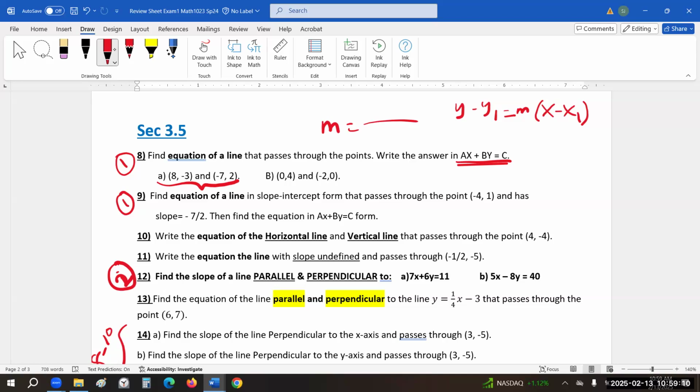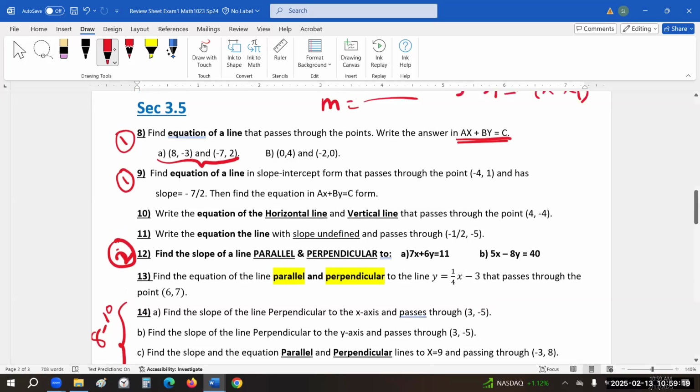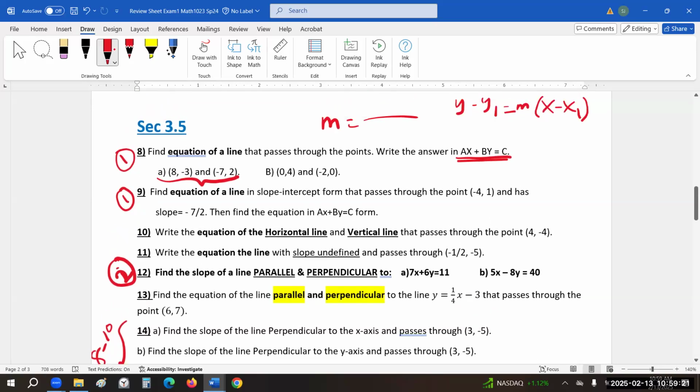Anthony, right? 15 with multiple facts. And then for 9, also same thing. You're going to start with this y minus y1 equals slope times x minus x1. And based on the format, you're just going to modify your equation.